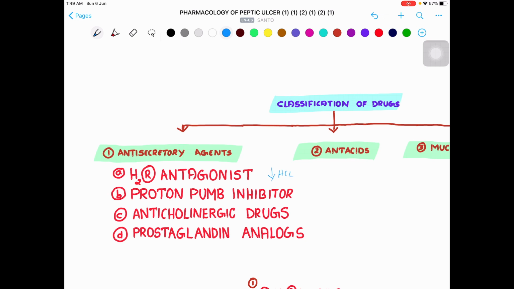Proton pump inhibitors, that means the hydrogen potassium pump. If the hydrogen potassium pump is inhibited, then HCl is also decreased. Anticholinergic drugs: if we are blocking the M3 or M1 receptors, this will also decrease the stimulus for HCl production. Prostaglandin receptor analogs: if prostaglandin or the analogs are given to the patient, that can stimulate the EP3 or the PGE2 receptor, leading to a decrease in HCl. So these are the anti-secretory agents decreasing the HCl.